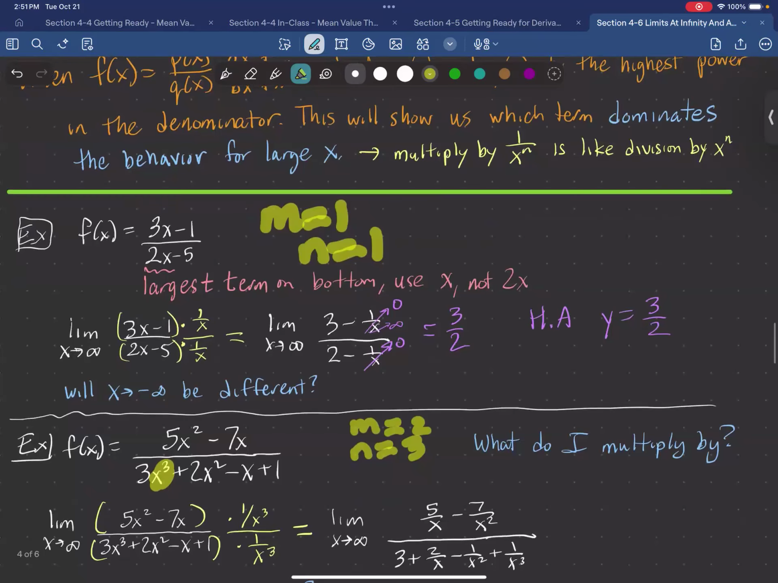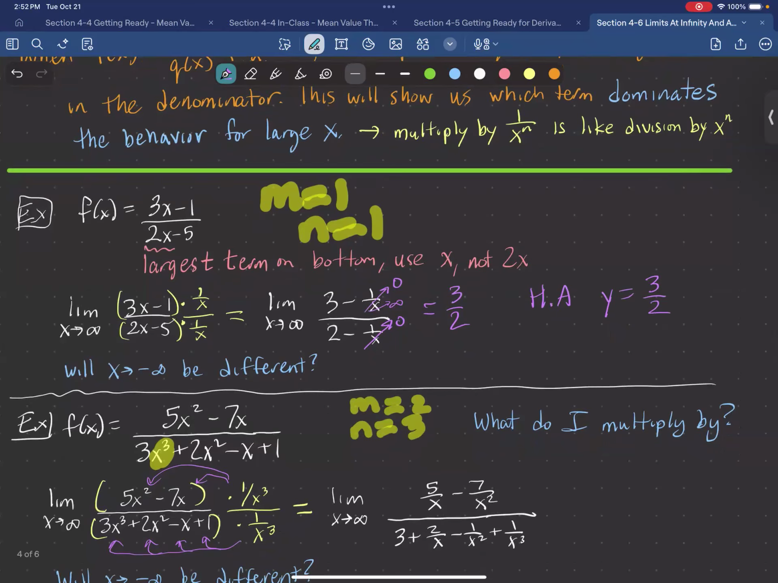So we're going to multiply the top and bottom by 1 over x cubed. Remember, you've got to distribute it to both. Distribute to all of them. We end up getting the limit as x goes to infinity of 5 over x minus 7 over x squared on top. The bottom is 3 plus 2 over x minus 1 over x squared plus 1 over x cubed.